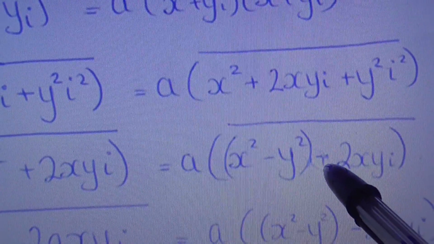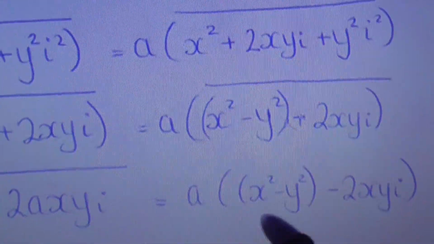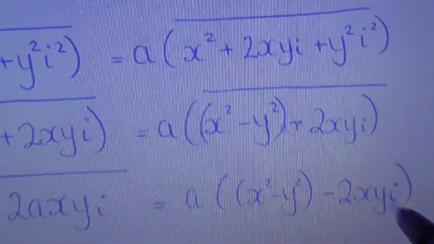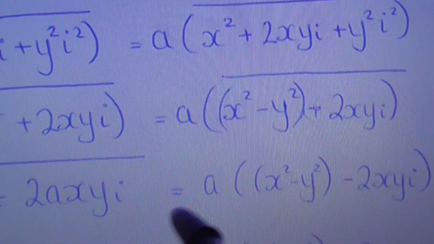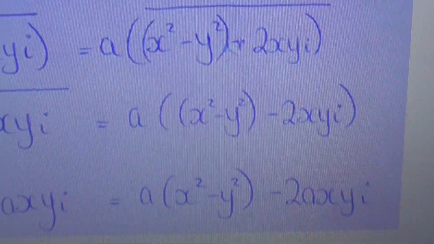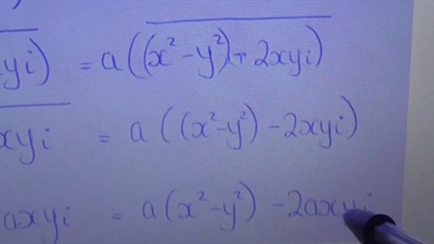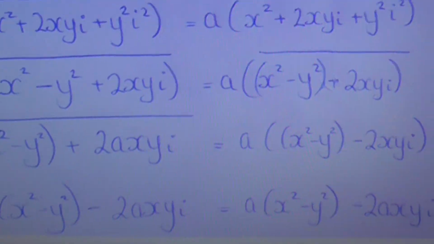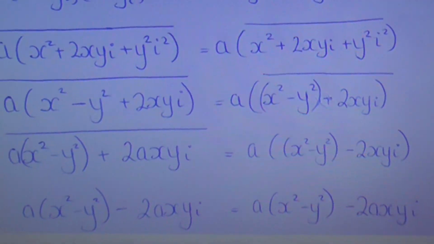I now want to get the conjugate of that complex number. So change the sign in front of the imaginary part. So it's going to be x squared minus y squared, that's the real part, minus 2xyi. All of that is then being multiplied by a. So you get a by the real part and a by the imaginary part. And you can see your left-hand side is now the same as your right-hand side. So I've now proven part 3.